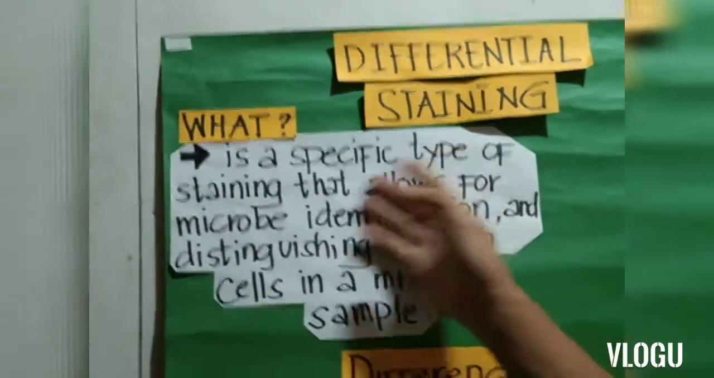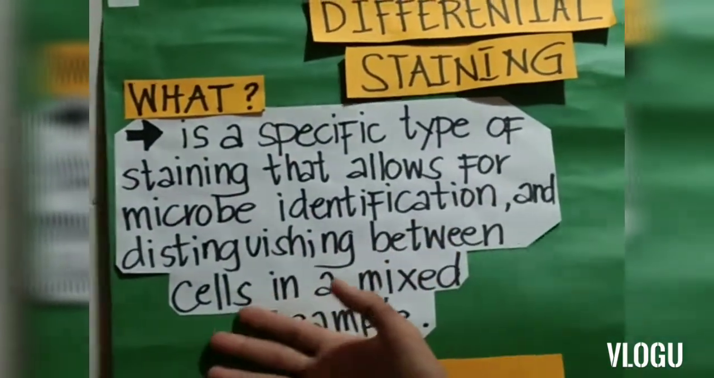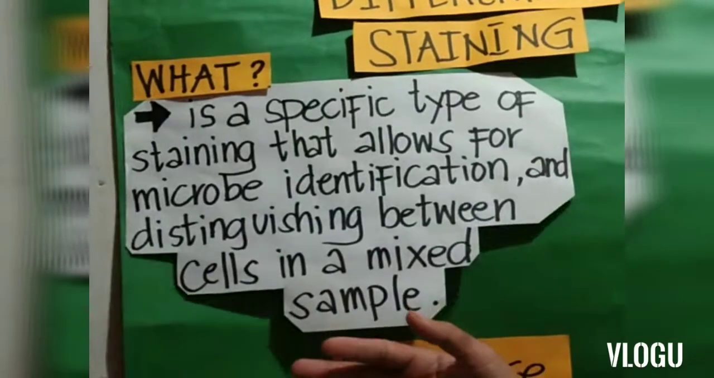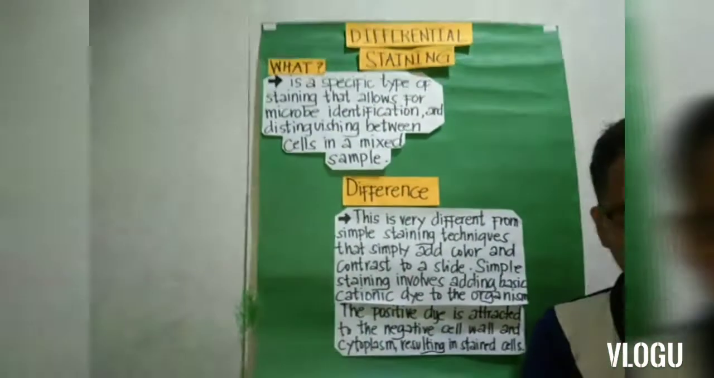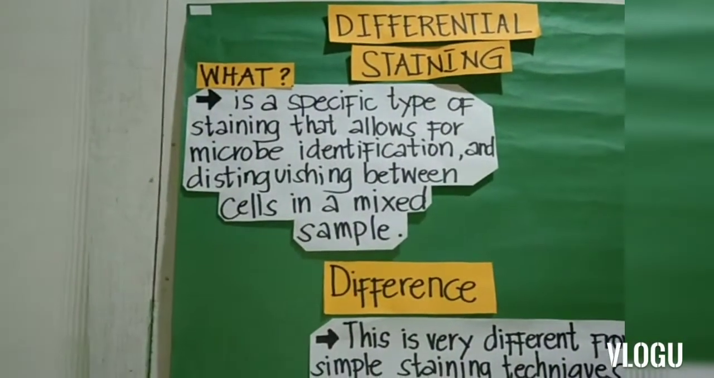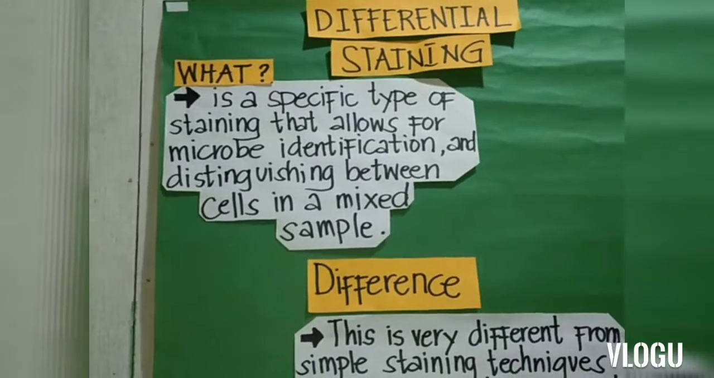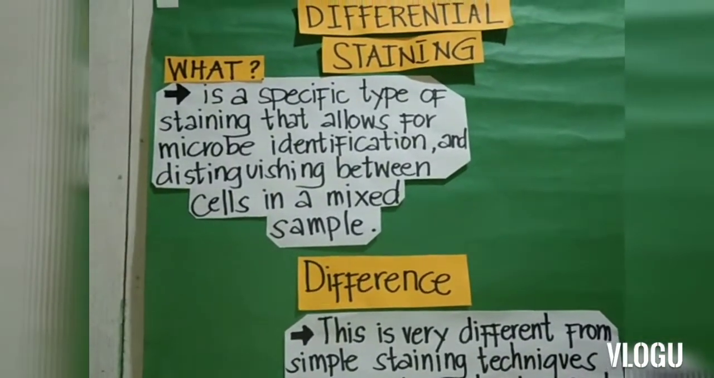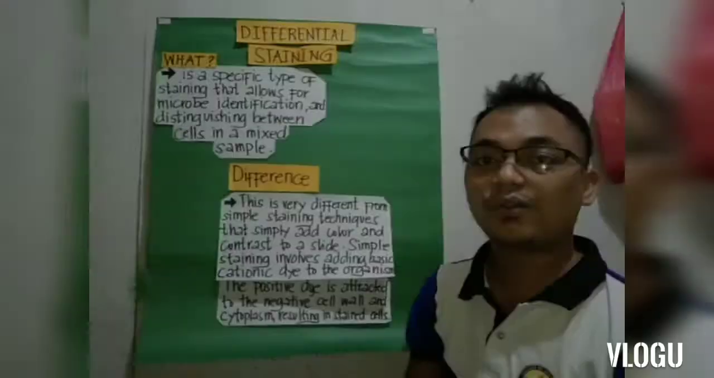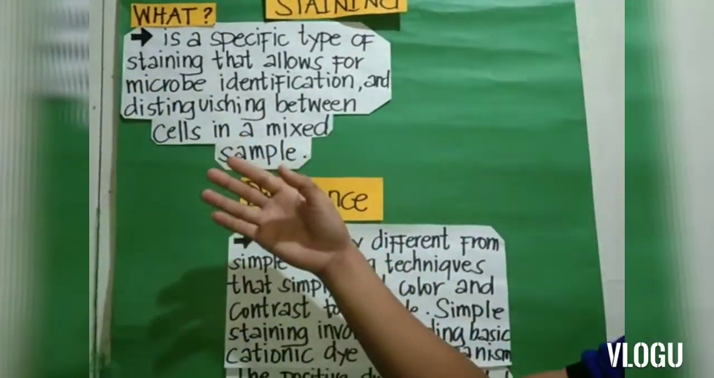It is a specific type of staining that allows for microbe identification and distinguishing between cells in a mixed sample. Meaning, differential staining is a staining process that uses more than one chemical stain. First, it utilizes more than one stain, a primary stain and a secondary stain. Okay class, we all know differential staining distinguishes cells in a mixed sample.